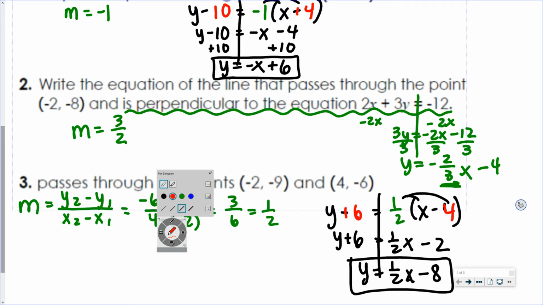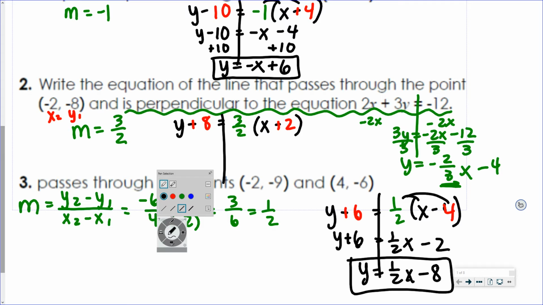Negative 2, negative 8, is that the y-intercept? No, they never really give you the y-intercept. Of course not. So I'm going to have to do point slope form. Y minus, I'm going to use this as y on the next one, minus negative 8 is plus 8 equals, m, we're using 3/2, x minus x1, negative 2 plus 2.